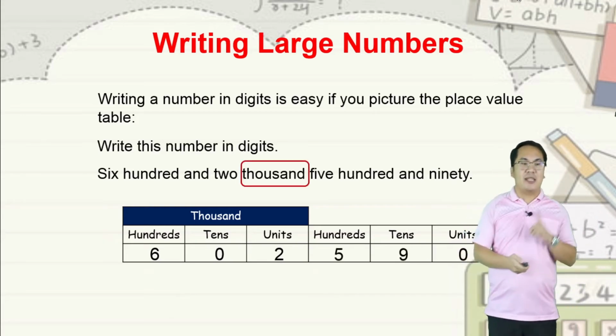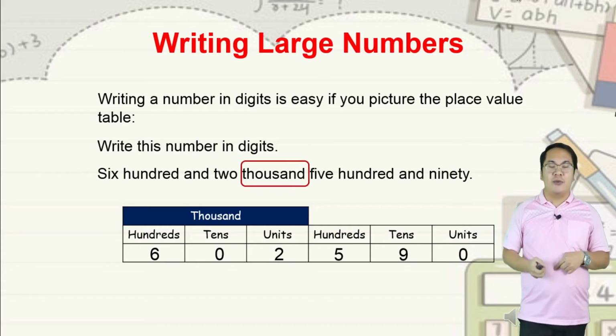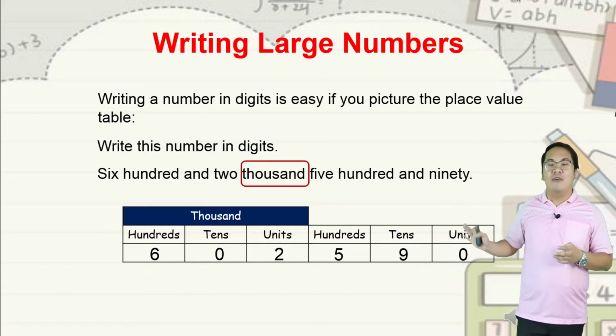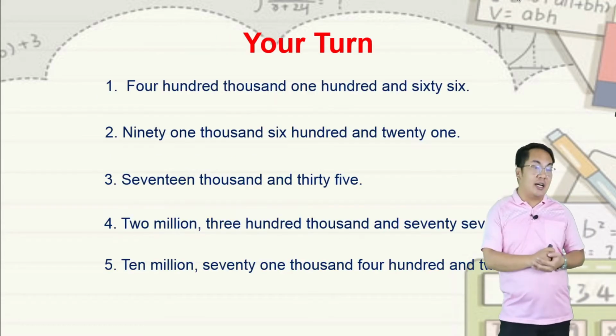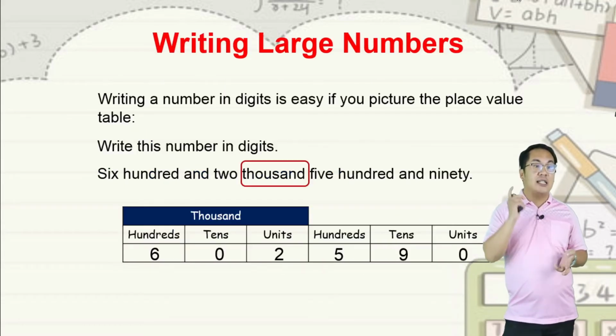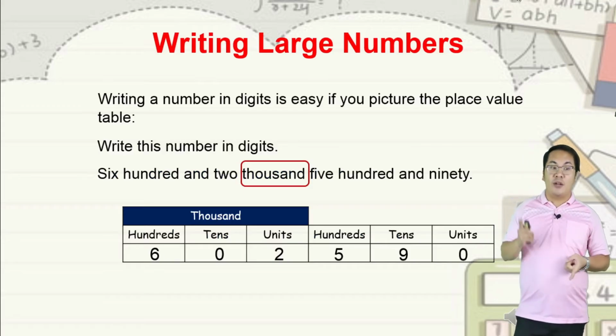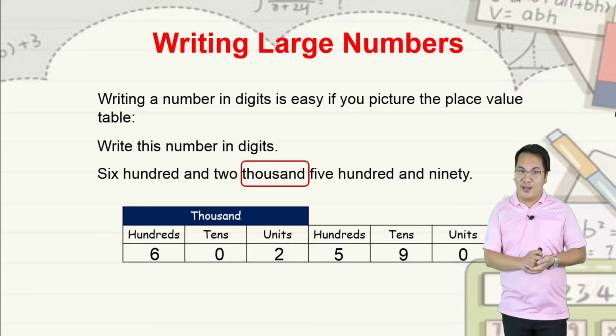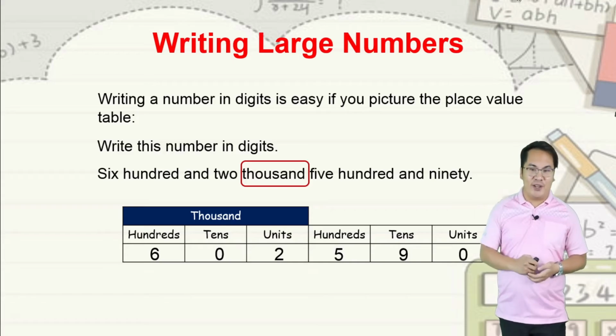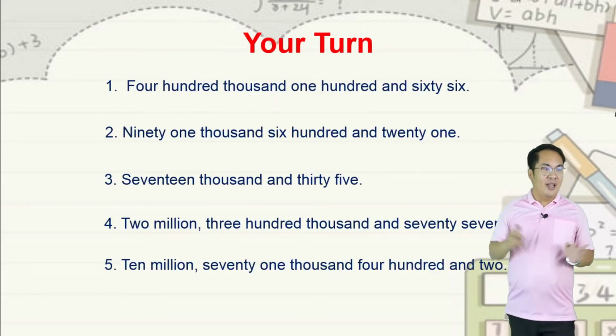The thousands place. Next, 590. We can write this one as 5, 9, and 0. The 5, 9, and 0 represent the hundreds, tens, and ones. So we can write this as 6, 0, 2, 5, 9, and 0. You got it? Very good. Your turn.